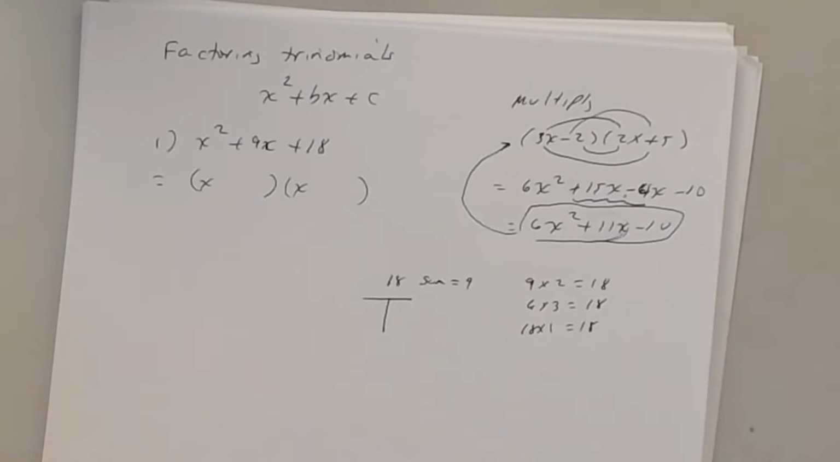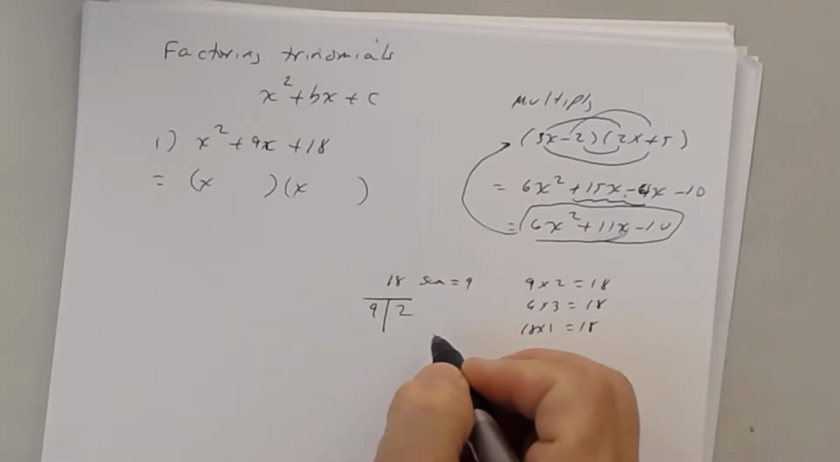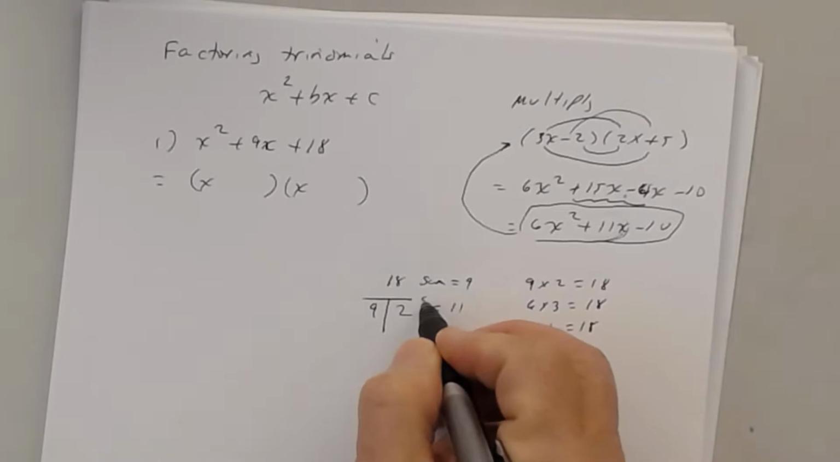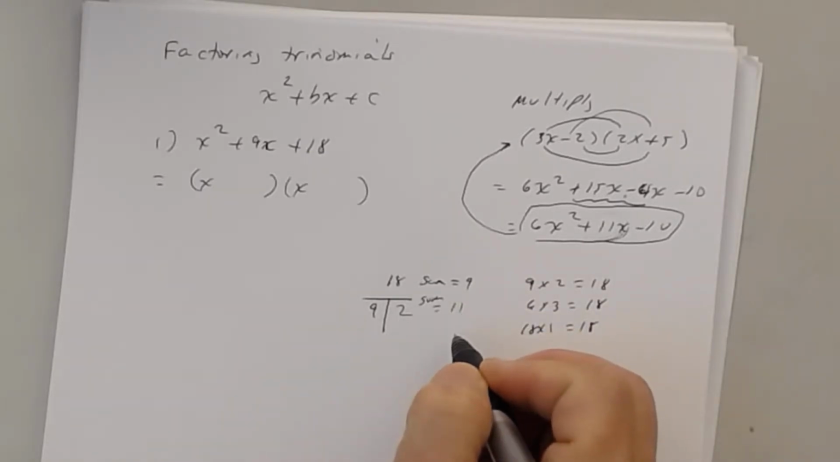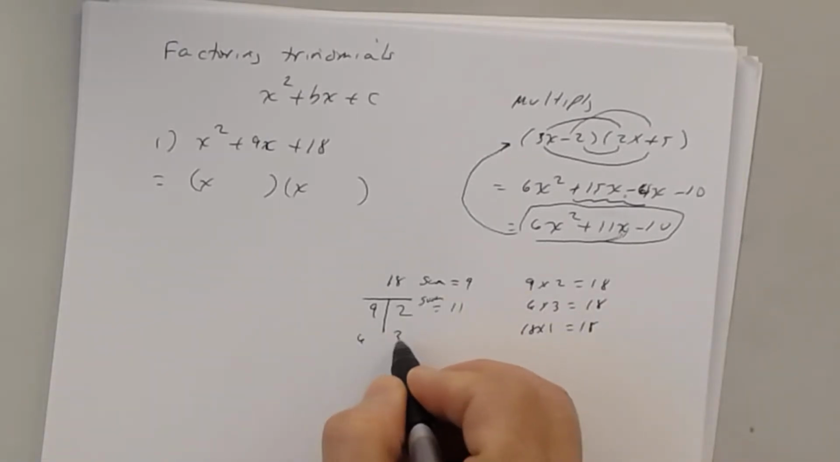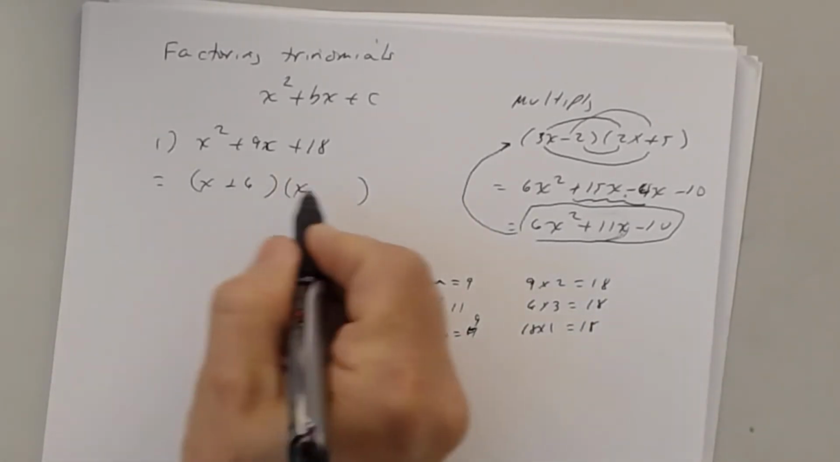And the product is 18, the sum is the middle term. So if I try 9 and 2, right? But what's the sum? The sum is 11. So I'm going to put sum here. Sum is 11. That's not what I want. What do I want? 9. So you're going to try what? 6 and 3. And that sum is what? Oh, sorry, 9. So then you're going to say plus 6 plus 3.